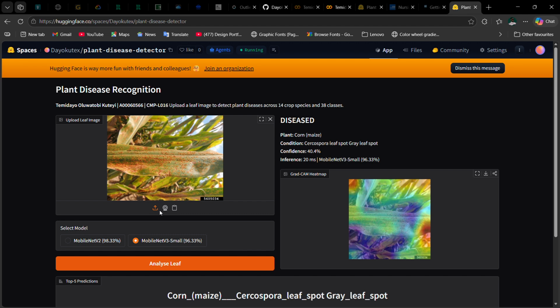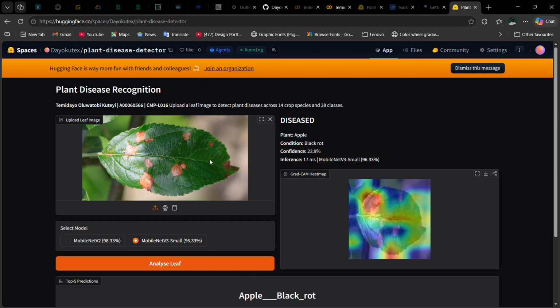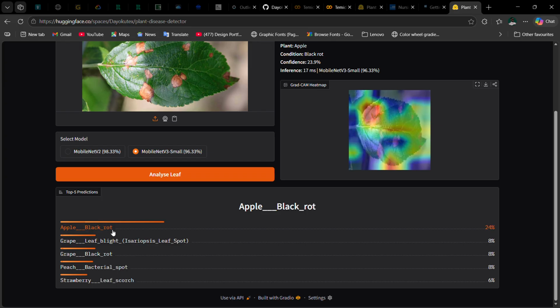And let's try one more. This leaf, yes, this shows that the plant is apple and it has black rot. The confidence level is 23.9%. And based on the top 5 predictions, we have grape for 8%, peach for 8%, strawberry for 6%, but apple carries a 24%.